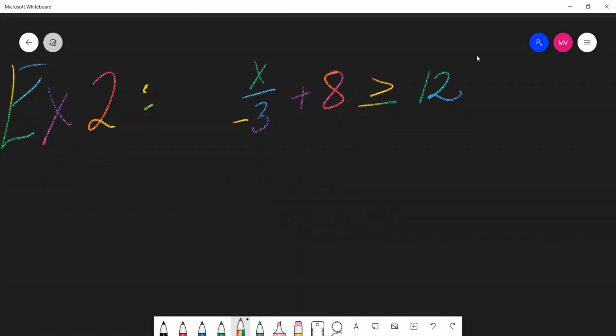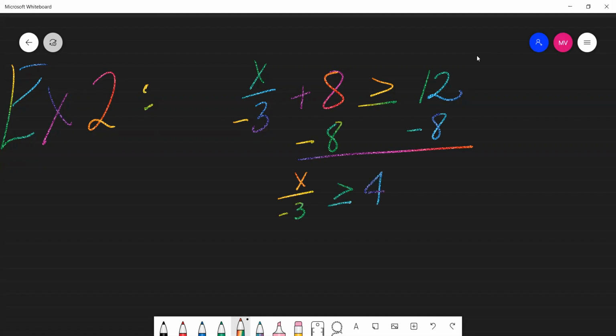Okay, back to topic. So if we were going to solve this for x and create a solution for this inequality, what's the first step we need to do to isolate our variable? Yes, we use reverse order of operations, just like we do with equations. We are subtracting 8 from both sides, which leaves us with x divided by negative 3 is greater than or equal to 4. All right, so the second step we need to do is what?